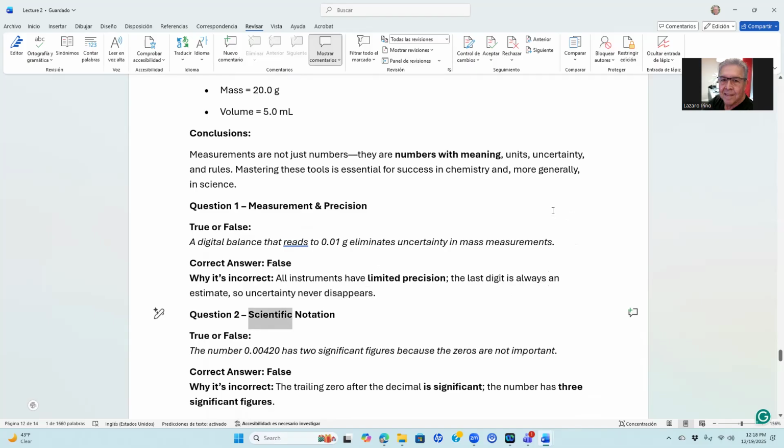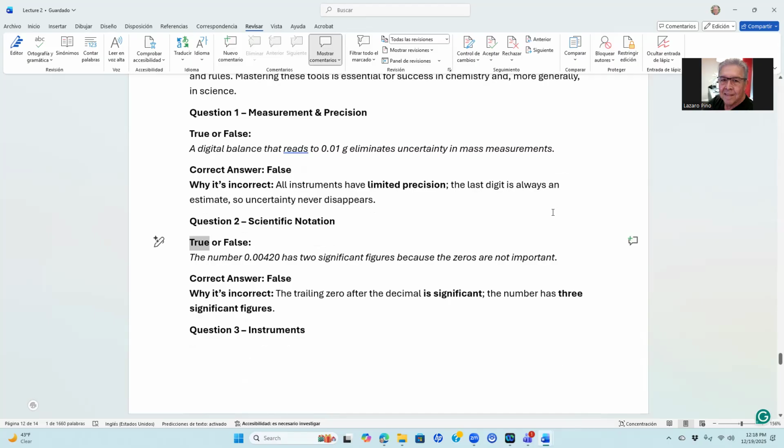Question 2. Scientific notation. True or false, the number 0.00420 has 2 significant figures because the zeros are not important. Correct answer: False. Why it's incorrect: the trailing 0 after the decimal is significant. The number has 3 significant figures.